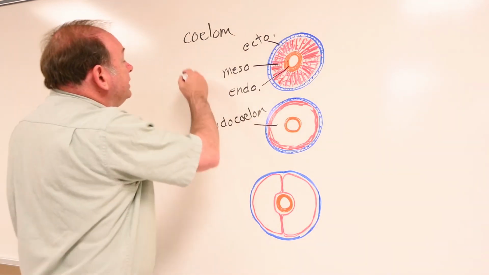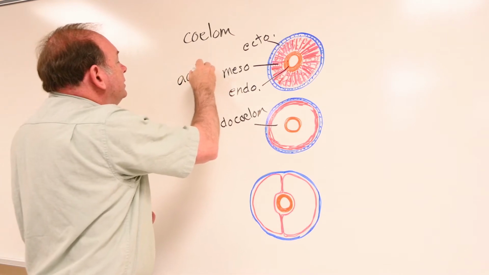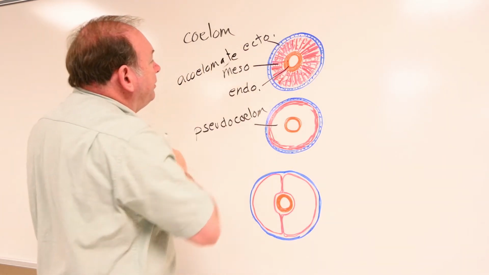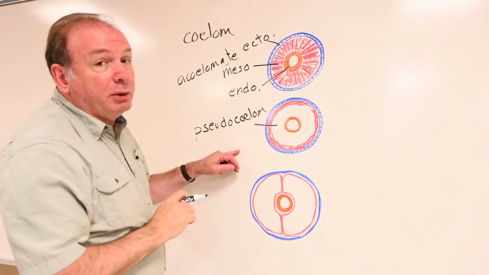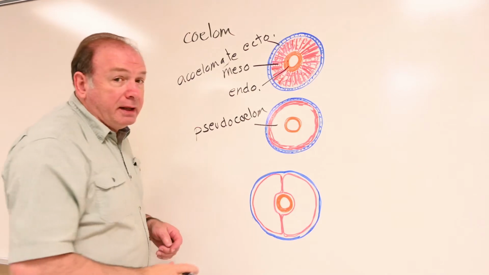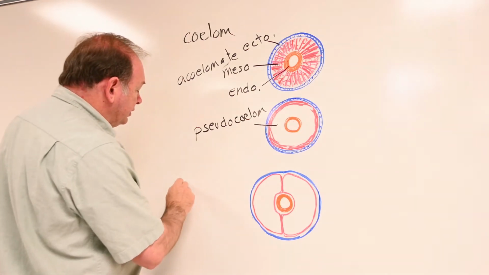So this was the acoelomate up here, like a platyhelminth flatworm. Next we have the pseudocoelom, as we see in the roundworms. And then finally the eucoelomate condition.